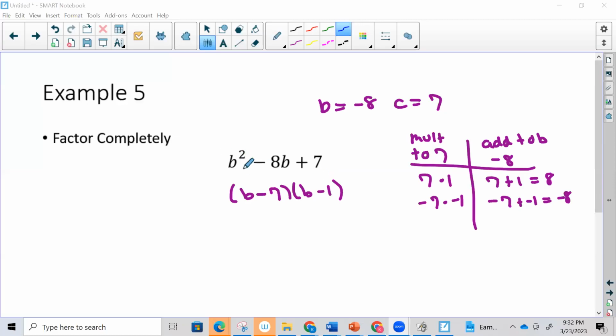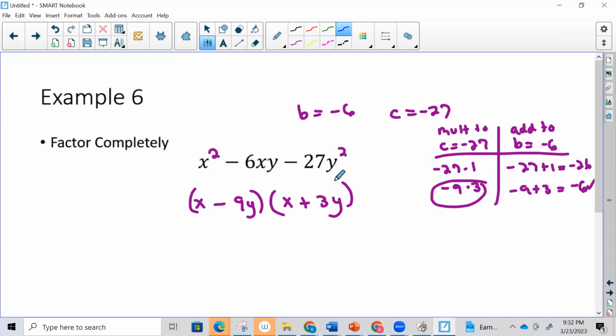Okay, so just quickly, hopefully you tried 5, 6, and 7. This should be 5. So again, I'm multiplying to 7 and adding up to -8. They have to both be negative so that they would add to a negative. So the only options are 7 and 1, and -7, -1, which is -7 times -1. And so we get two binomials, b minus 7, b minus 1. Okay, and you should check it. I didn't show the checking, but you should check it and you get the same thing.